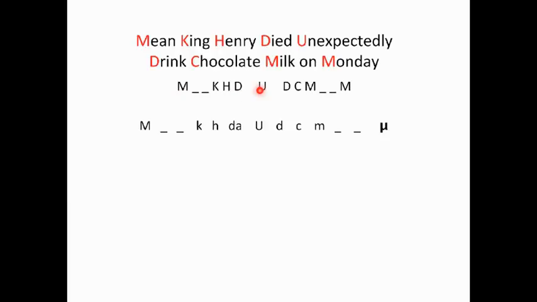Mean King Henry died unexpectedly drinking chocolate milk on Monday. If you write that out, you'll have a basic idea of what the metric prefixes are. Mega, kilo, hecta, deca. The U stands for whatever unit you're looking at, whether it's gram, second, liter, or meter. And then deci, centi, milli, and micro. Below, you'll actually see how that prefix would be written out in unit form.